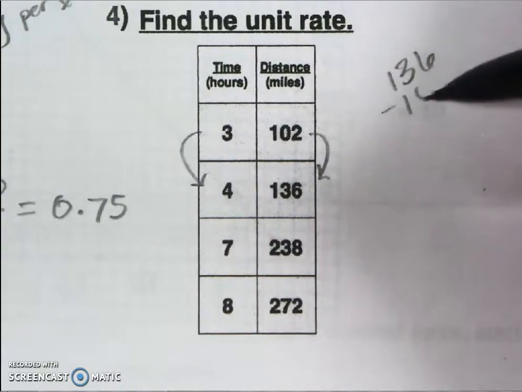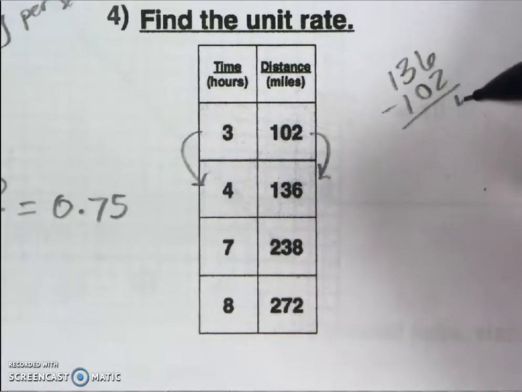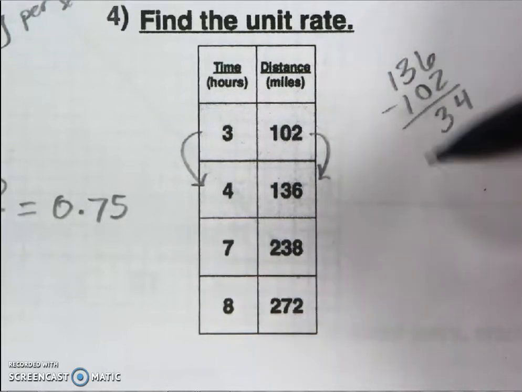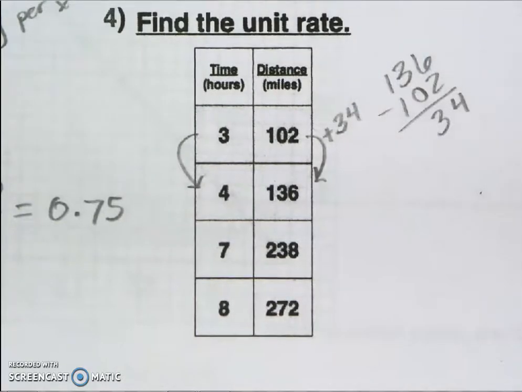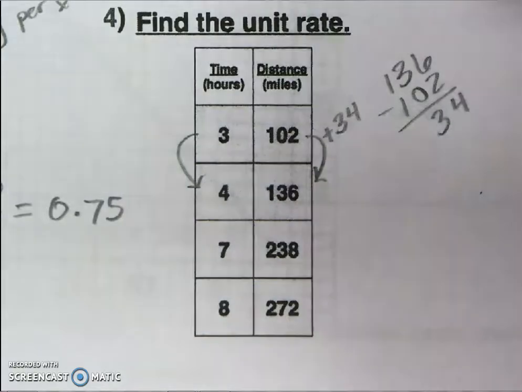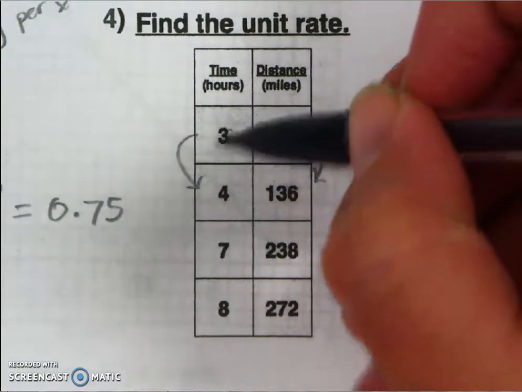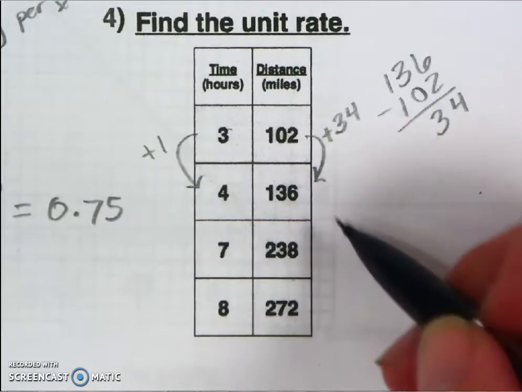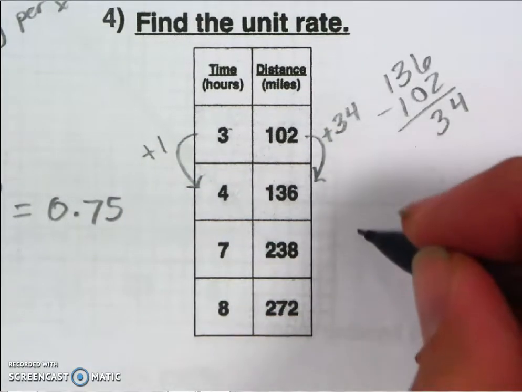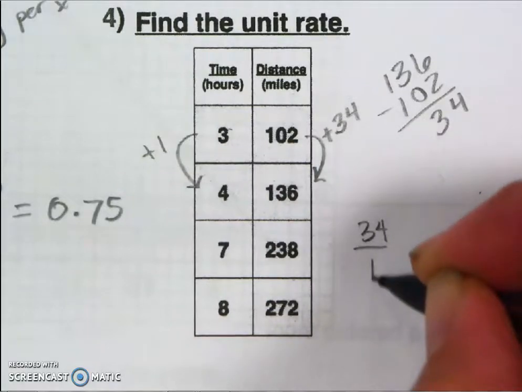136 minus 102. Let's see what that change is. That's a 4, that's a 3, that's a nothing. And so that means they must have added 34 there. Now, you might be able to do that in your head, and that's fine, but if you couldn't, you could always subtract. Right here, the change from 3 to 4 is there adding 1. All right, so that tells me that the rate is 34 over 1.